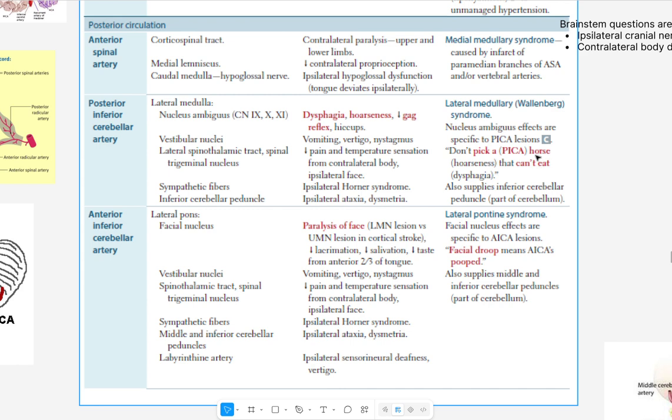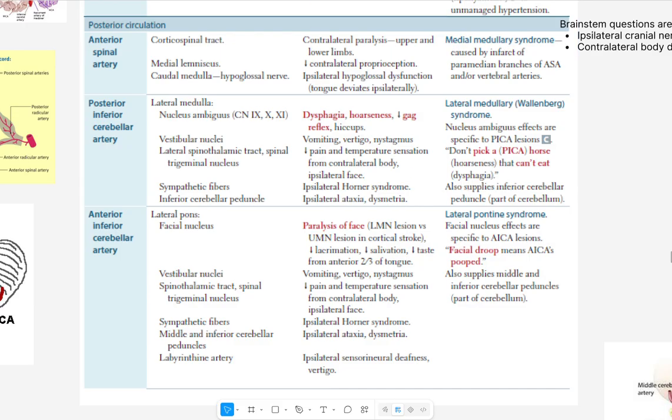Why do we call it horse? Because you get hoarseness because of this. And why do we call it can't eat? Because you get dysphagia because of this, right?